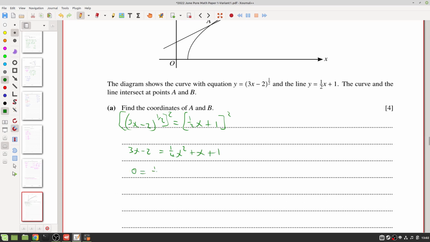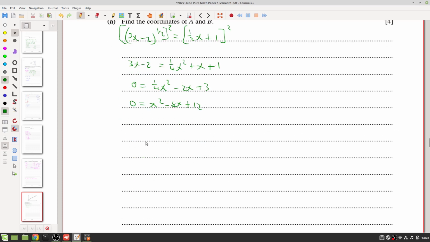Okay, so 0 equals a quarter x squared, x minus 3x is minus 2x, and then 1 plus 2 is 3. Now I'm just going to multiply by 4 to get everything as integers. So multiply by 4, that gives us x squared minus 8x plus 12. Now we can factorize this. It's going to be x and x, with minus 6 and minus 2. Minus 6 times minus 2 is positive 12, and minus 6x minus 2x is minus 8x. So that gives us x equals 6 or x equals 2.